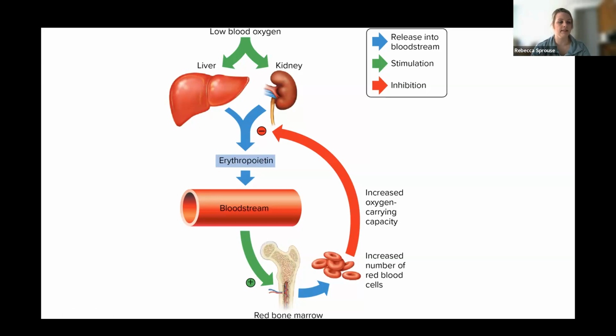What's going to happen is our liver and our kidney are going to release this hormone called erythropoietin into the bloodstream, and that's going to travel to our bone marrow. This one is in the femur, and stimulate the production of red blood cells released into the bloodstream. Now, as we increase the number of red blood cells, we are increasing the amount of oxygen that can be carried throughout the body. And as oxygen increases back to normal or a normal set point, now we're going to shut off that erythropoietin because we have now reached homeostasis.